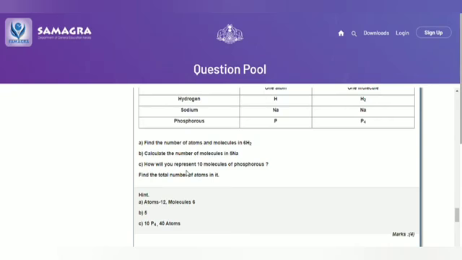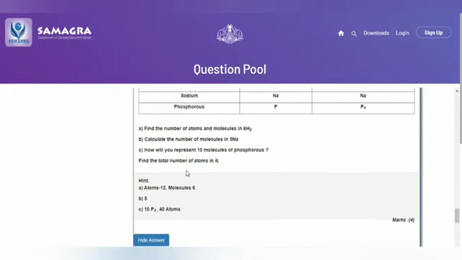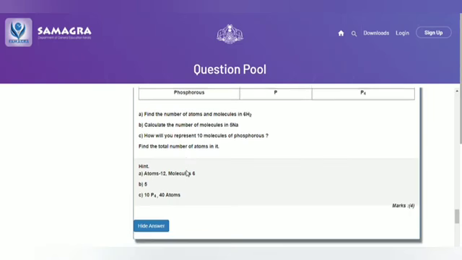The number of atoms is 12. Molecules is 6. Calculate the number of molecules in 5Na. The number of molecules in 5Na is 5. How will you represent 10 molecules of phosphorus? 10 molecules of phosphorus is represented as 10P4. That is 40 atoms. Total number of atoms is 40.